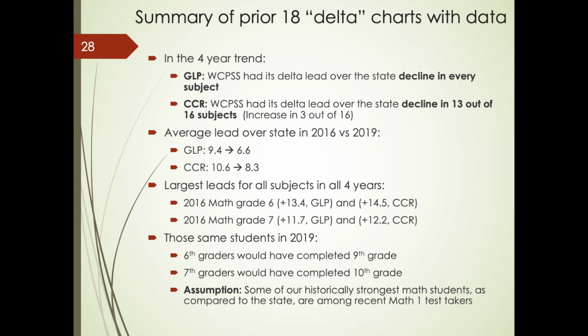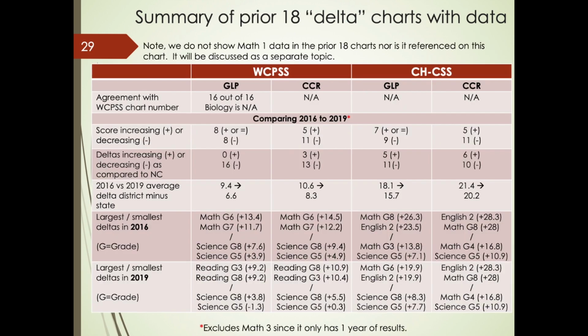And it's worth noting those same students in math, again, when we were dominating the state, would have completed the 9th grade. The 6th graders would have completed the 9th grade this past year, and the 7th graders would have completed the 10th grade. So my assumption here is that some of our historically strongest math students, as compared to the state, are among our recent Math 1 test takers. I'm sure there are exceptions, but I think what I'm seeing here is that we were a very strong leader in math in 2016 for these two particular classes of students.